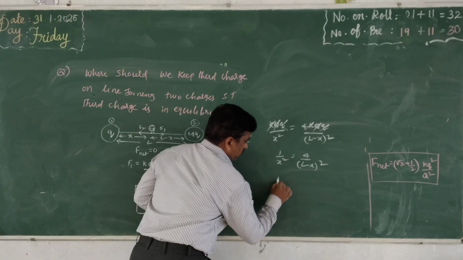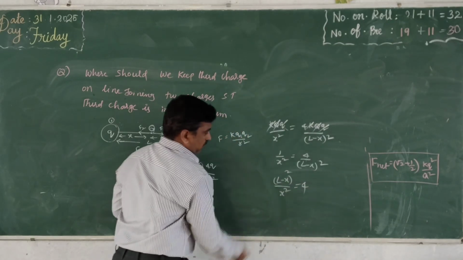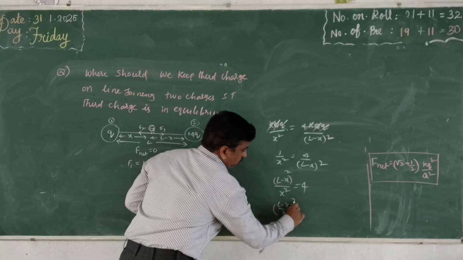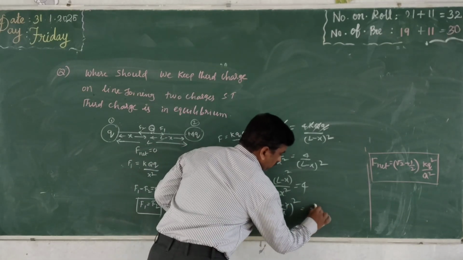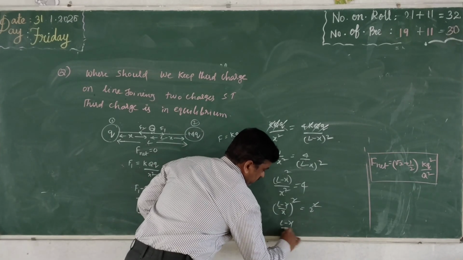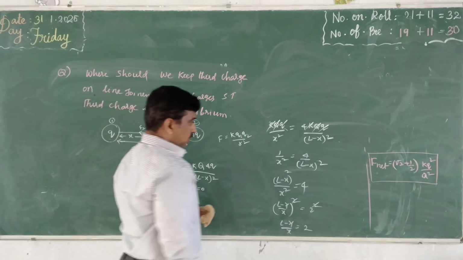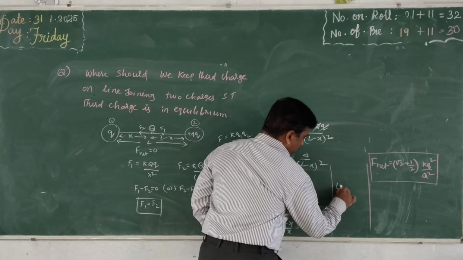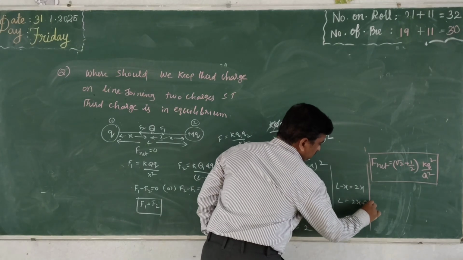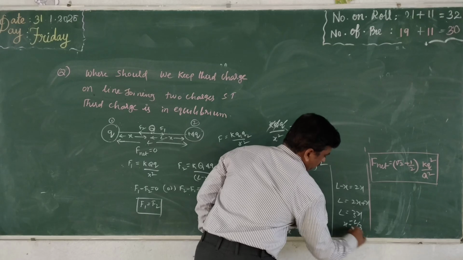This changes to L minus x whole square by x square equal to 4. Both are squares, so we can write L minus x by x whole square. The squares cancel, so L minus x by x equals 2; we take plus 2. So what can we write? L minus x equals 2x, L equals 2x plus x, L equals 3x, x equals L by 3.